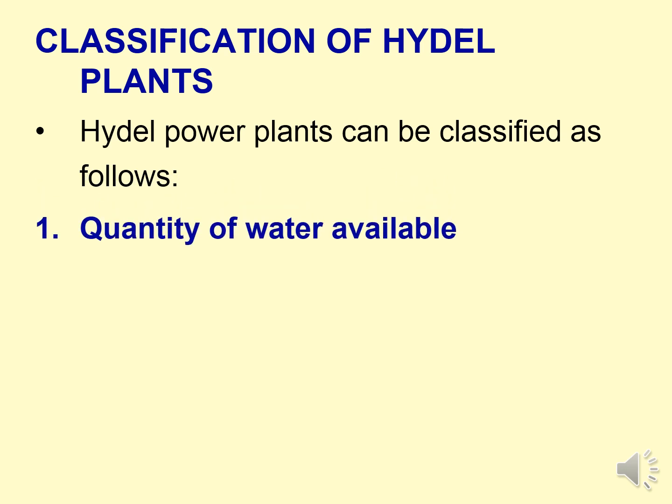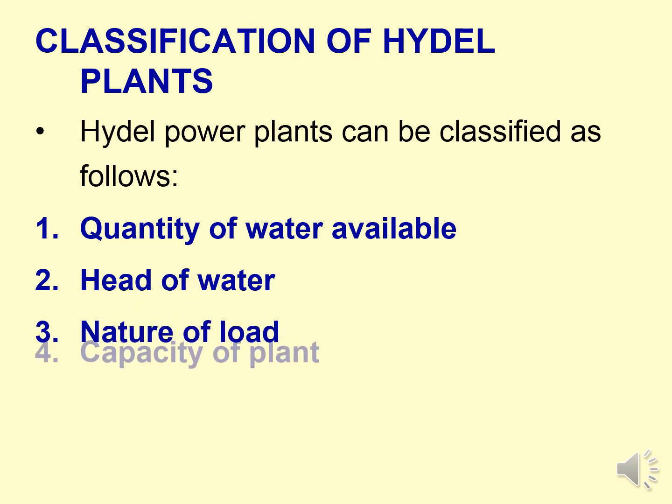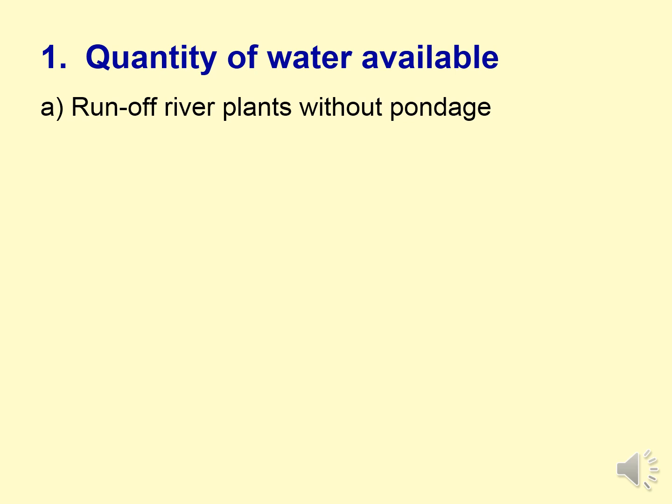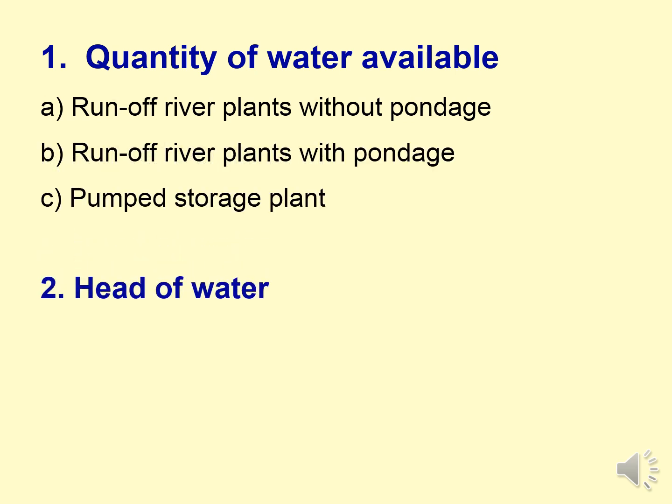Hydel power plants can be classified based on quantity of water available, head of water, nature of load, and capacity of the plant. Quantity of water available: how can we classify? Runoff water plants without pondage, runoff water plants with pondage, and pumped storage plants. Pondage means a storage for water. With storage we can have these plants. Without pondage also we can have, and we have a pumping system for storage, that is the pumped storage plant.